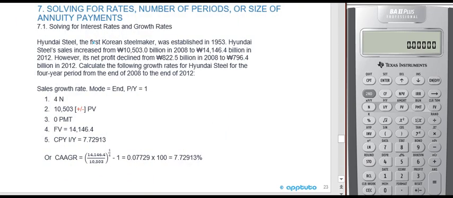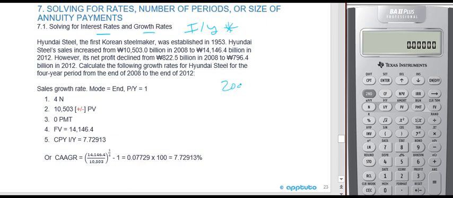Okay, just going to do a couple of quick questions, solving for the interest rates or growth rates. So the I/Y can be thought of as a growth rate. So here's a little scenario. Hyundai Steel, the first Korean steel maker, established in 1953. So sales increased from 10,503 billion won to 14,146 billion won from 2008 to 2012.